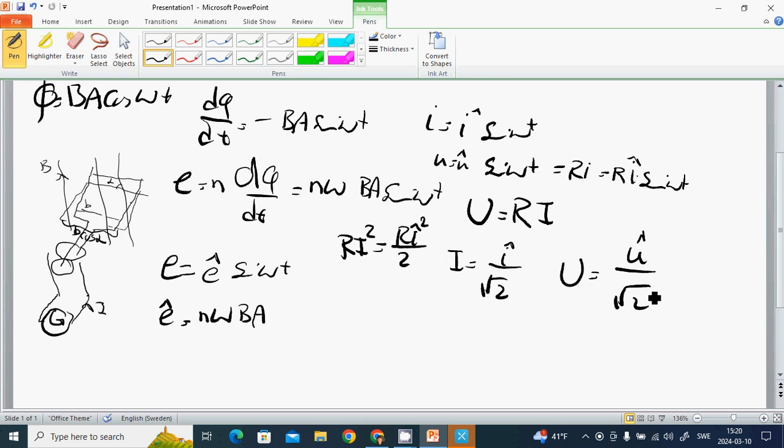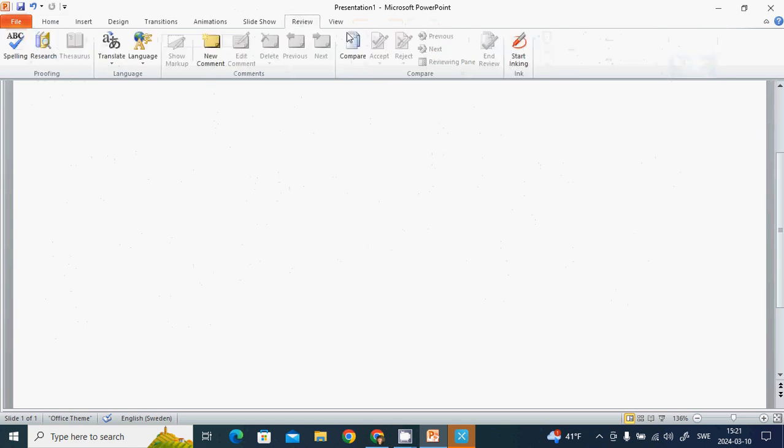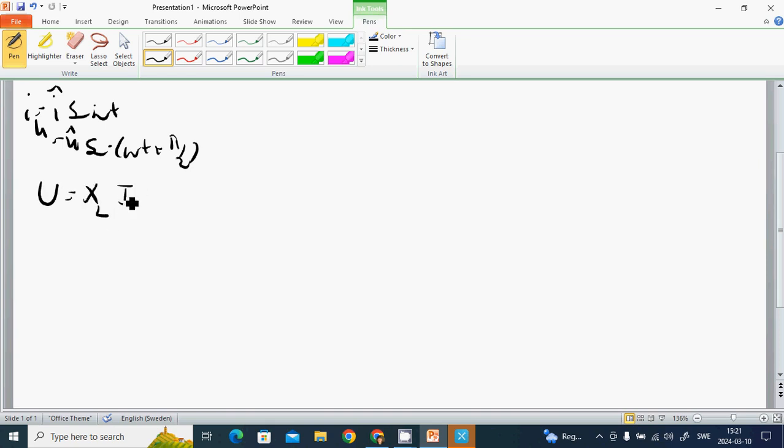And also, it was over a resistor, over the inductance, I hat sinus omega t, U hat sinus omega t plus pi half, and U is XL I, which is omega L I.